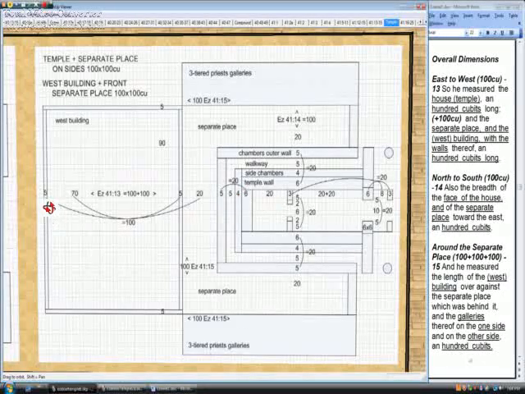We see that in this diagram using the same guidance over here. We have east to west first, the temple 100 long, and then the west building plus its walls plus the separate space 100 long. And then for north to south, we've got the temple with its outer walls for the side chambers and the separate place on each side 100. And then for the separate place against the three buildings, the west building 100, and the gallery on the south 100, and the gallery on the north 100.